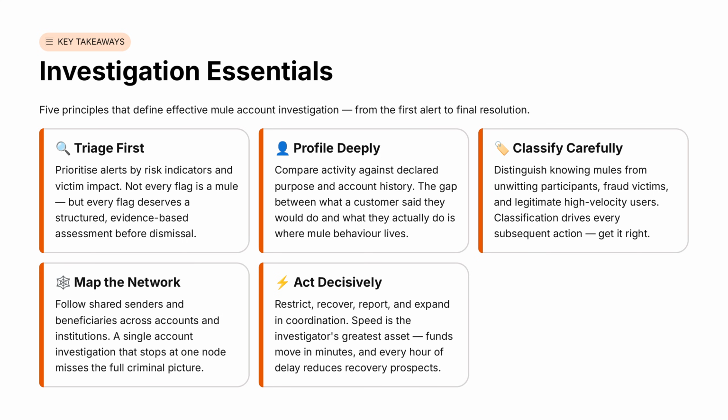Second, profile deeply. Compare activity against declared purpose and account history. The gap between what a customer said they would do and what they actually do is where mule behavior lives. Third, classify carefully. Distinguish knowing mules from unwitting participants, fraud victims, and legitimate high-velocity users. Classification drives every subsequent action. Get it right. Fourth, map the network. Follow shared senders and beneficiaries across accounts and institutions. A single account investigation that stops at one node misses the full criminal picture.